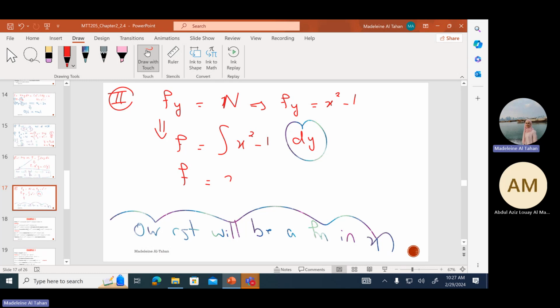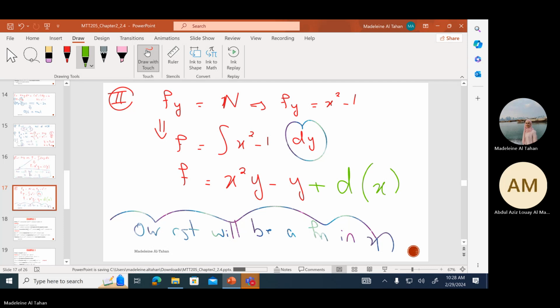F is equal to x squared y minus y, plus a constant. The first one I called C, so I will call this one other than C, D, plus D in what? In x. D is a bit confusing. It's going to be dx. Our constant will be a function in x, and I'm writing dx.